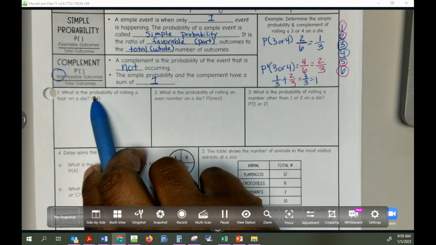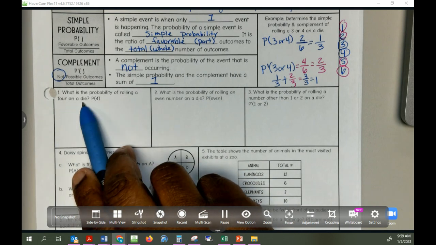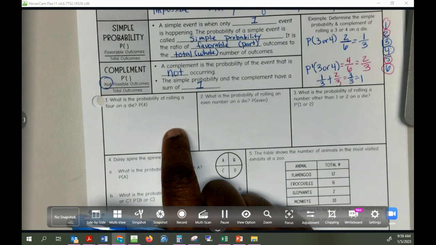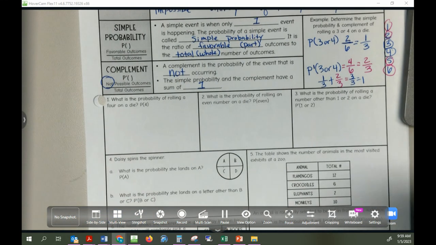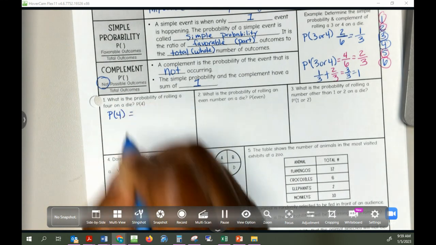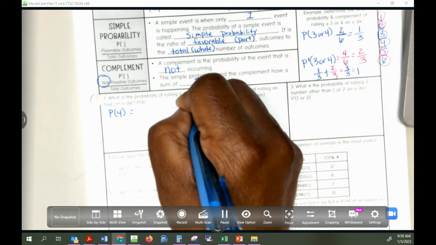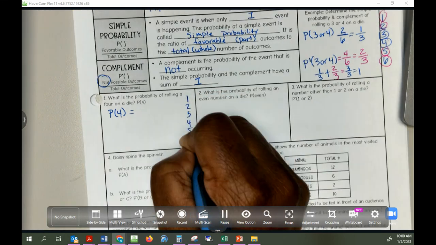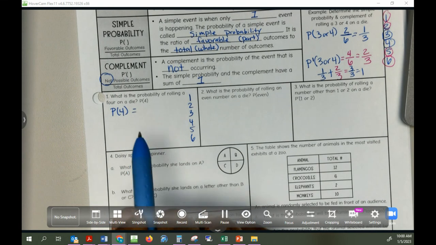What is the probability of rolling a 4 on a dice? So what is the probability, Deontay, of rolling a 4? So if I have probability of a 4, what would that look like on a dice? So we can write out all our numbers on a dice. 1, 2, 3, 4, 5, 6. What's the chance of getting a 4 on the dice, Deontay?